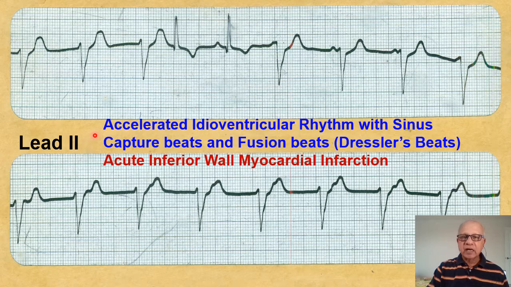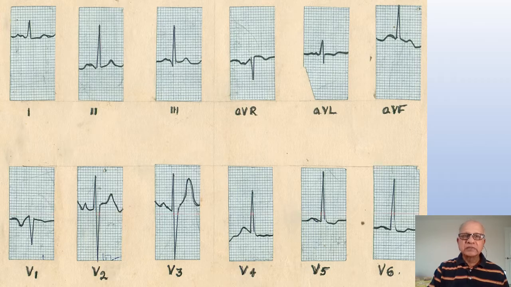Well, this was accelerated idioventricular rhythm with sinus capture beats, fusion beats, restless beats, and acute inferior wall myocardial infarction. Now this is the ECG of a 32-year-old female who came to the cardiology outpatient department with a history of dyspnea of 2 years duration. This ECG was taken long ago, 40 years or so, when I was a resident in the department of cardiology.